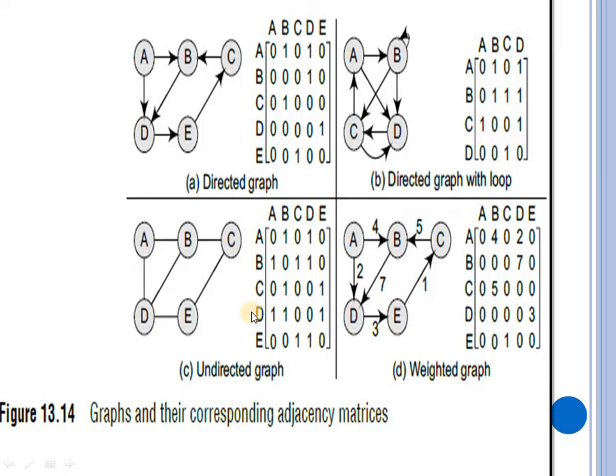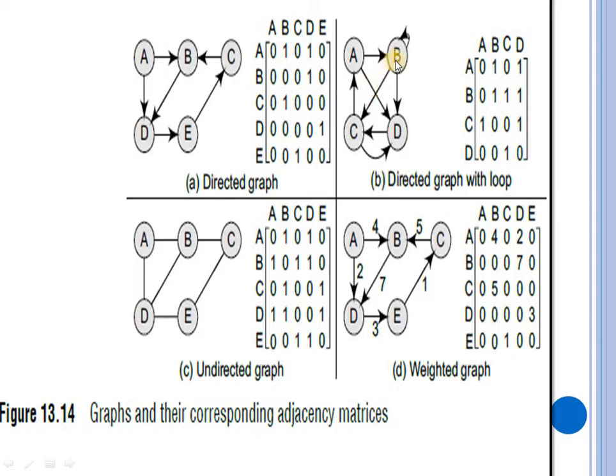If an edge is there, then put 1, otherwise 0. In undirected graphs, we have to consider both directions. If an edge is there, then we have B to C and C to B also. Now consider this graph, that is a directed graph with a loop. Here we have a loop, so for this a B to B edge is there, so B to B is 1. The remaining concept is the same. Here an A to B edge is there but B to A is not, so A to B is 1 but B to A is 0.